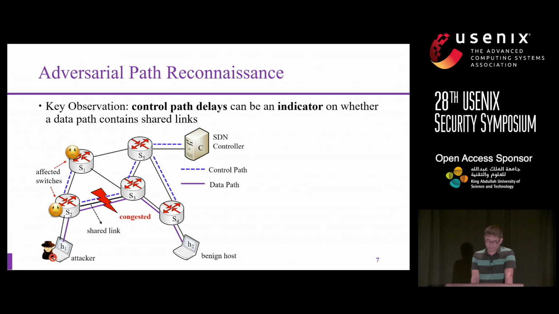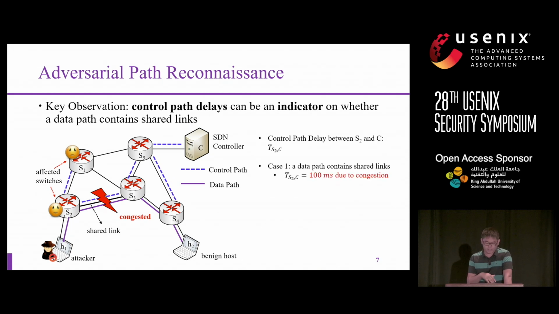Still this figure. When the attacker congests the data path that contains shared links, the control path delay between the switch S2 and the controller will be significantly large due to control traffic congestion. So if a data path contains shared links, an attacker can congest it, then the attacker can get large control path delays. So let's see another case.